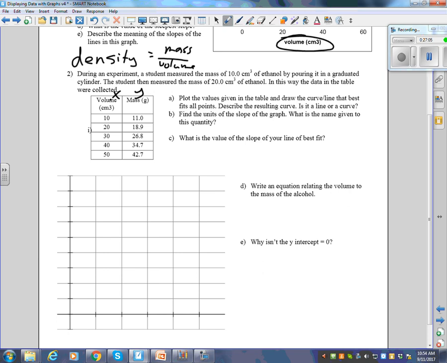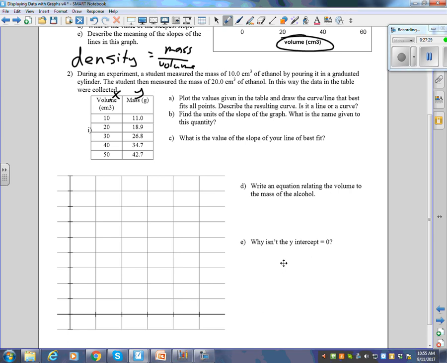Draw a line that fits all points. Again, do not connect the dots. You're going to black thread it. You're going to eyeball it. You're going to create a trend line. Find the units of the slope. Find the name given to this quantity, or what's the meaning of it. What's the value of the slope. Oh, and then D and E are going to cause some grief.